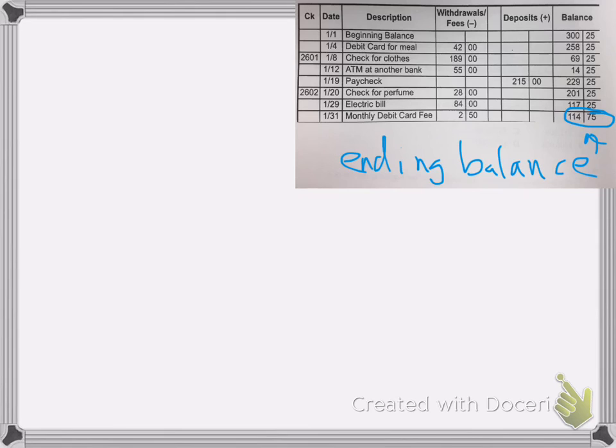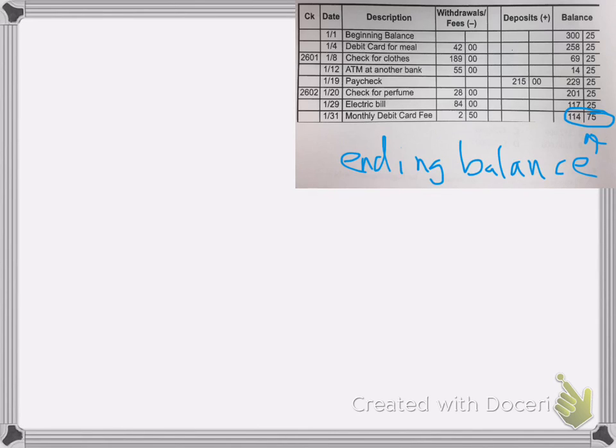So on your homework, you're going to be doing the same thing, but you will have to write the date, the description, the transaction. Remember, transaction amount is the same thing as a withdrawal or a fee. And then you've got your deposit. Deposit is the same thing as adding. And then you've got your balance. If there is a check number, meaning you write a check, make sure you put your check number on there. Make sure you describe it in the description part.